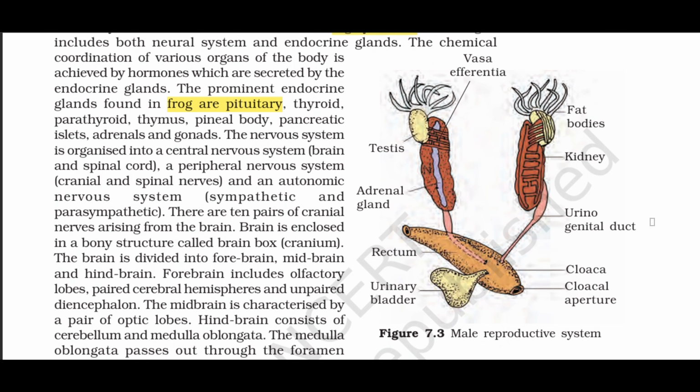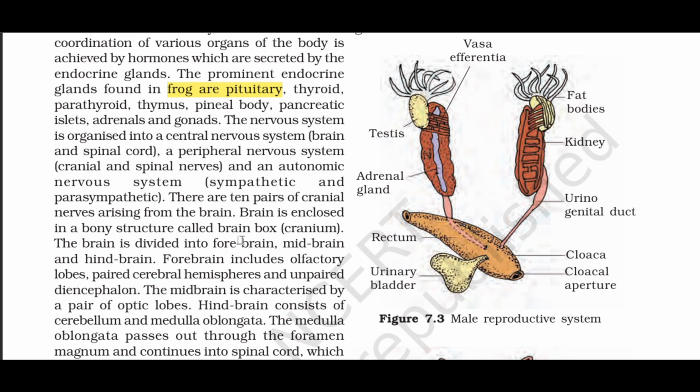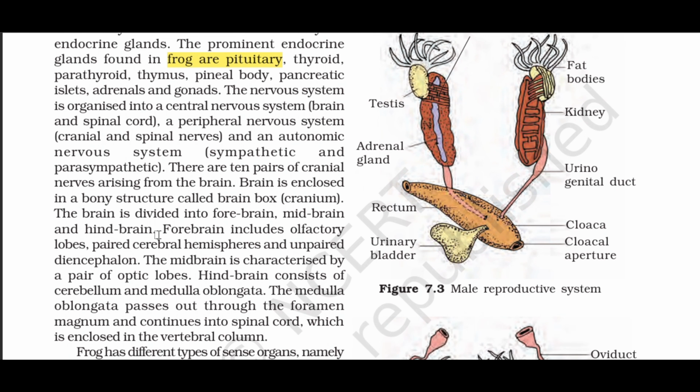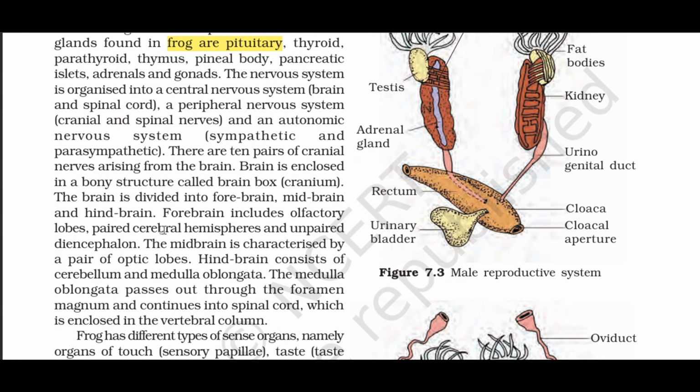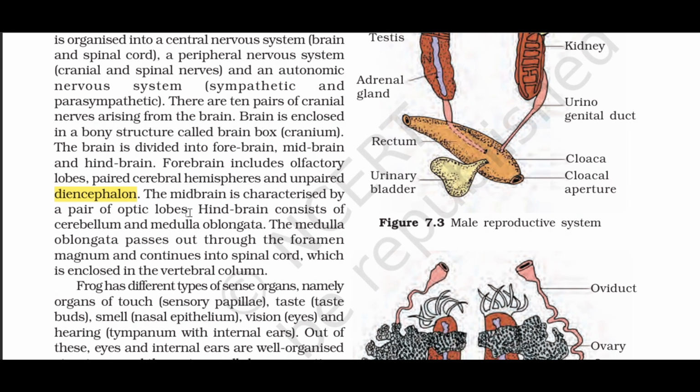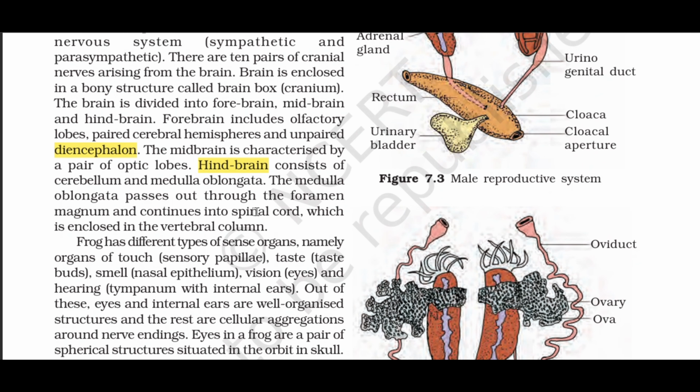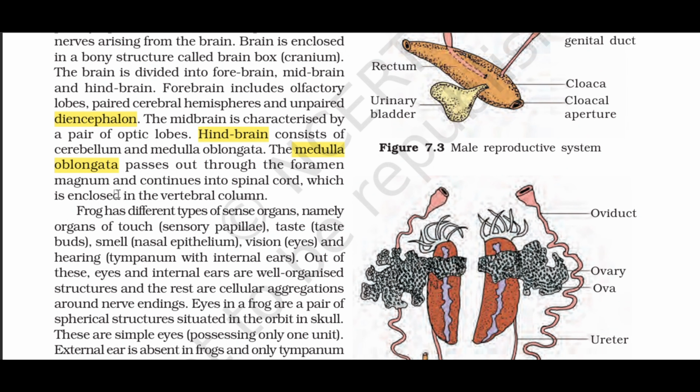The brain is divided into forebrain, midbrain and hindbrain. Forebrain includes olfactory lobes, paired cerebral hemispheres and unpaired diencephalon. The midbrain is characterized by a pair of optic lobes. Hindbrain consists of cerebellum and medulla oblongata. The medulla oblongata passes out through the foramen magnum and continues into spinal cord, which is enclosed in the vertebral column.